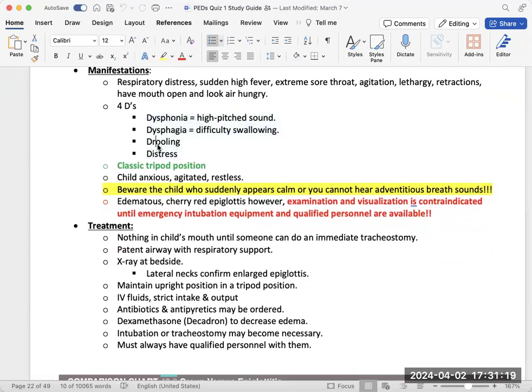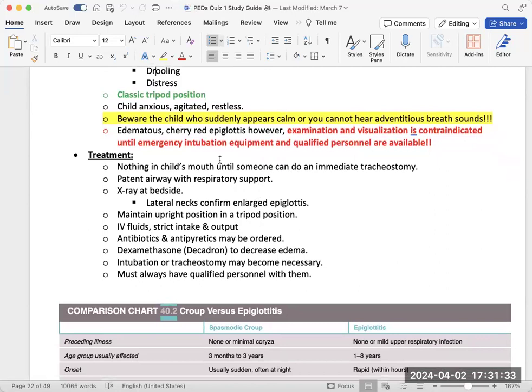These are the 4Ds. And they have a typical classic tripod positioning where they're sitting almost over the bed with their mouth open, trying to breathe, and they can't. The child is typically anxious and agitated, and be aware that the child who suddenly appears calm, or if you cannot hear adventitious breath sounds, they could have complete airway obstruction. Also, a really key takeaway that you must know is that their throat is going to be very edematous, right? It's going to be cherry red. It's going to be bright red, but you cannot examine or visualize the epiglottis or the throat.